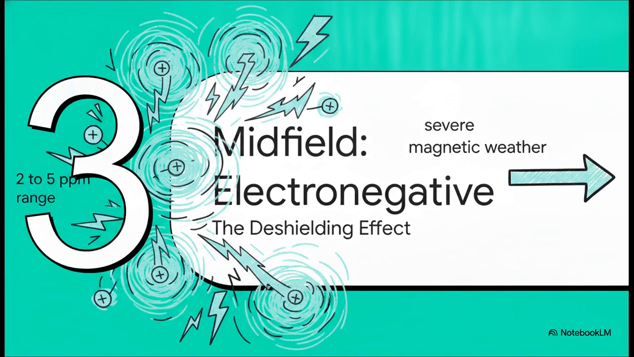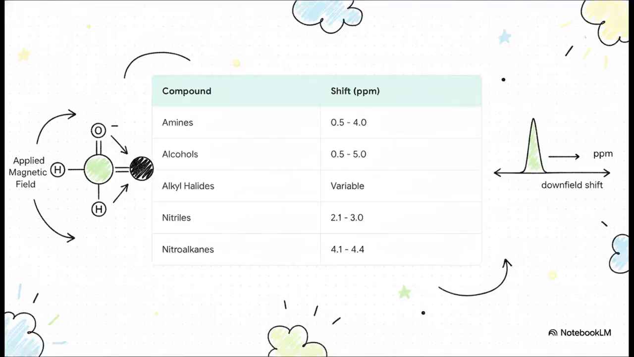All right, leaving the suburbs behind, we enter section 3, the midfield and the electronegative shift. So between roughly 2 and 5 ppm, we encounter some fairly severe magnetic weather. This is where we see the powerful effects of electronegative atoms. Elements like oxygen, nitrogen, and halogens, they act like absolute electron thieves. They rip electron density away from neighboring hydrogens.